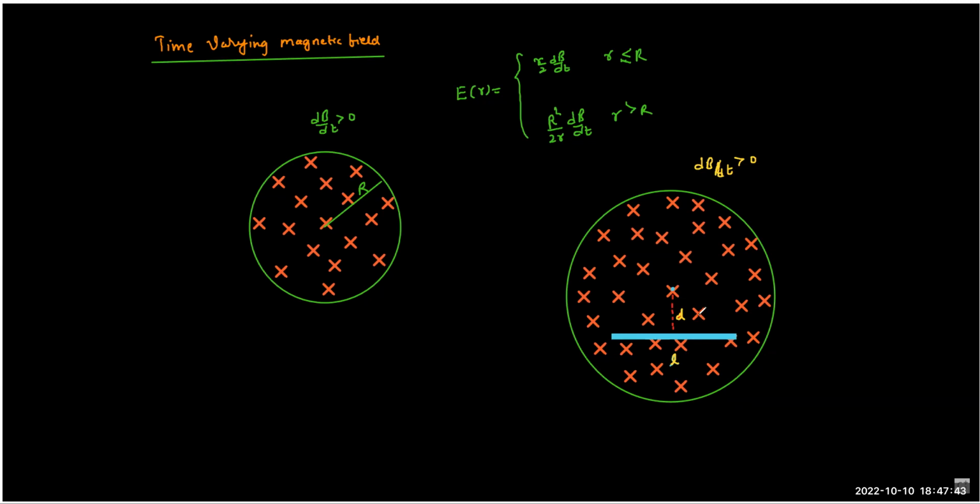Now, if dB by dt is positive, then you can realize that every point of this rod has a different distance from the center. This rod is luckily within the field, so the formula that will be applicable is the upper one. And the point O, the center of the cylindrical region, and the different points of the rod will have different R values. So we don't have the same R, we have different R.